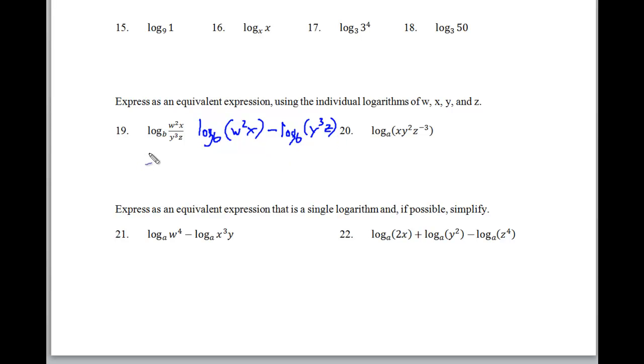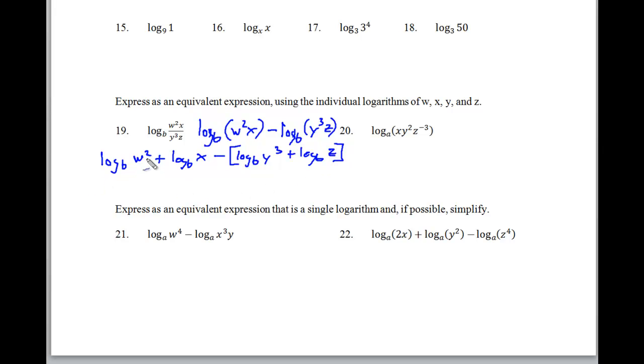Now what makes this tricky is that when we do the numerator here, we'll just split these into the sum of two logs. So we have log base b of w squared plus log base b of x. Now we're going to have the sum of these two, but you're going to want to put this in brackets here because we're subtracting the sum of these here. So this is log base b of y cubed and log base b of z.